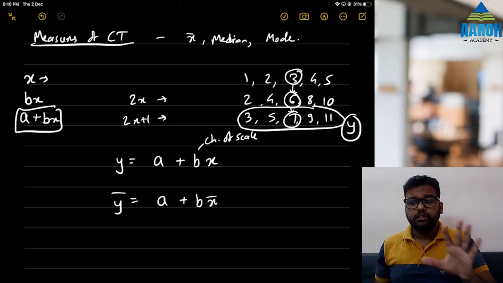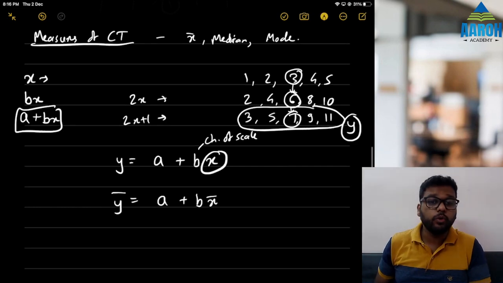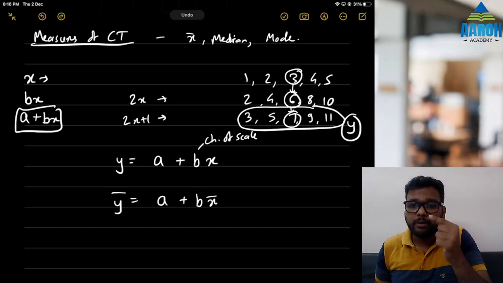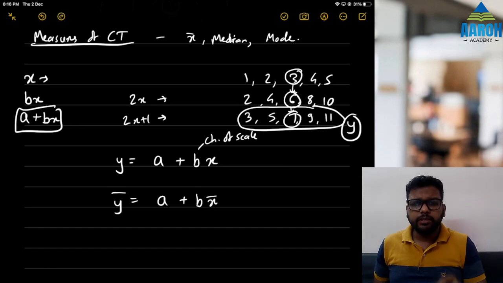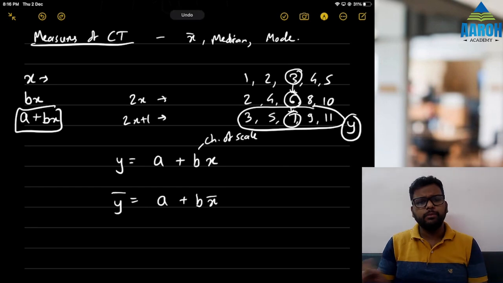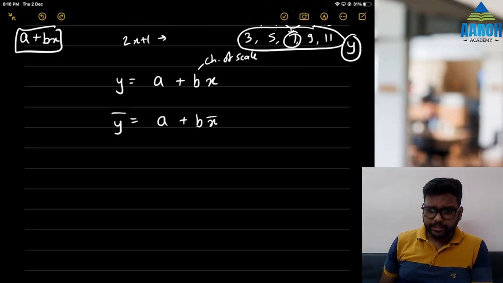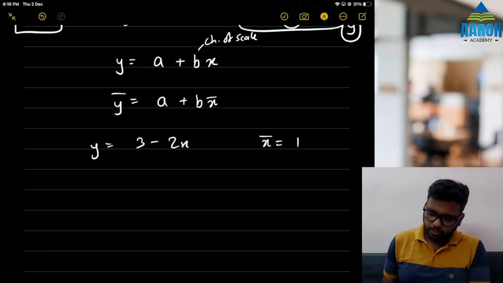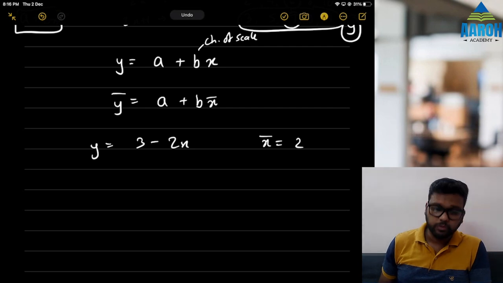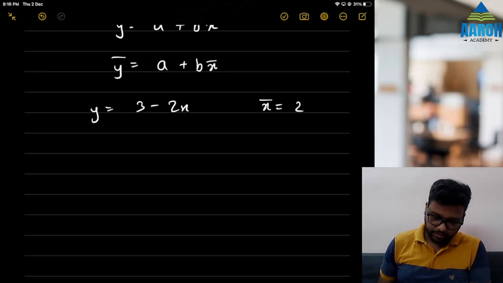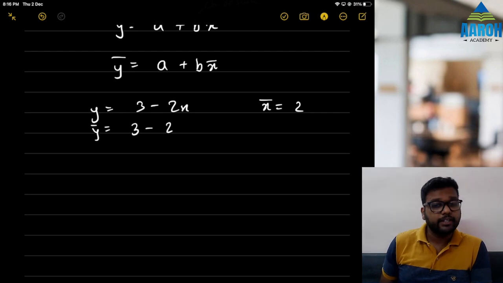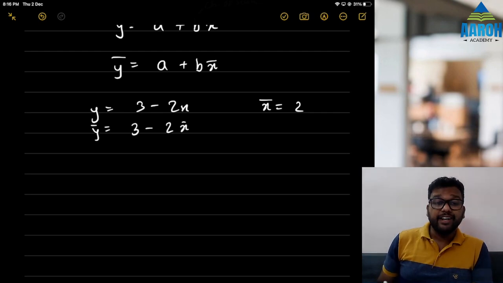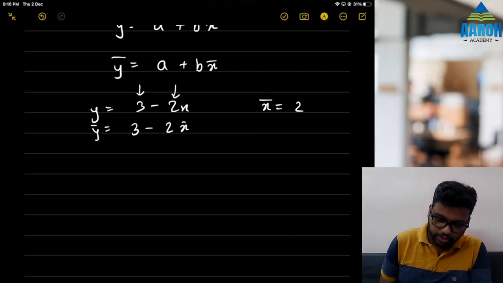That's it. Whatever we did with the original values x, we multiplied by b and added a. Similarly to x bar also, we'll multiply by b and add a. For example, let's say it is given that y is equal to 3 minus 2x, and x bar is equal to, let's say, 2, and we have to find y bar. So how do we find y bar? Y bar will be 3 minus 2 into x bar. That's it.